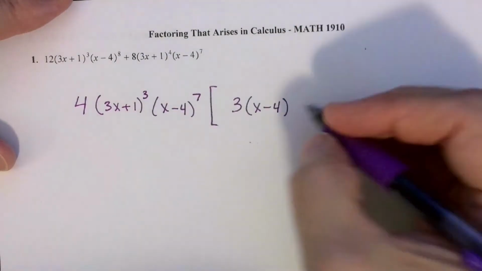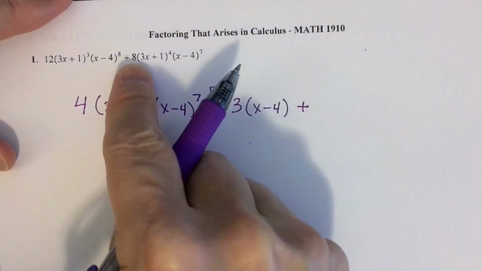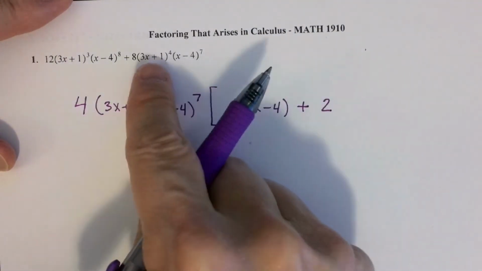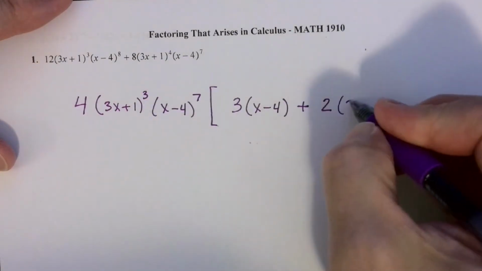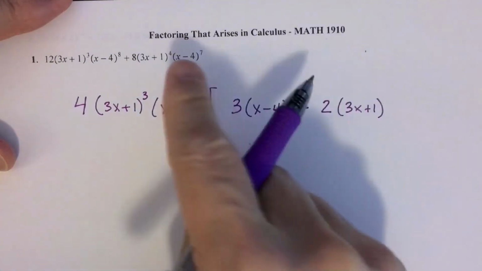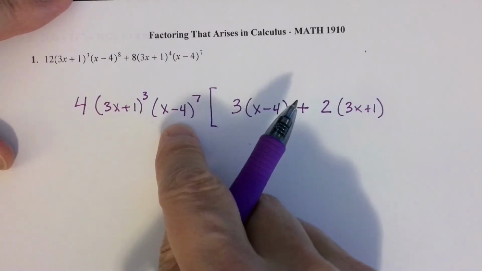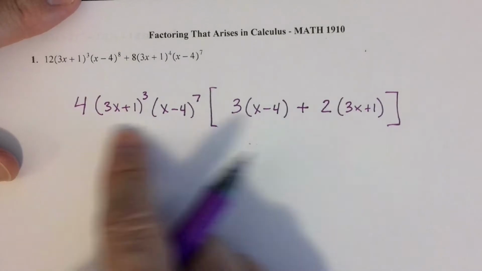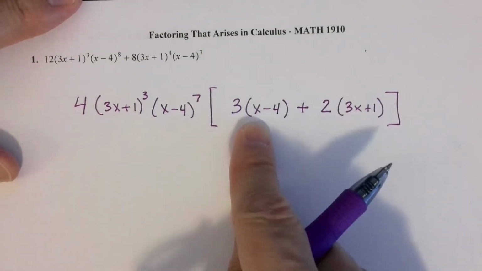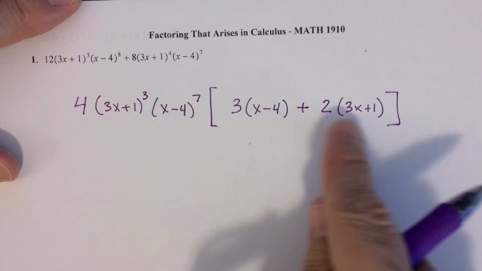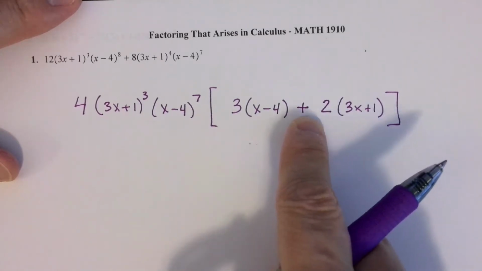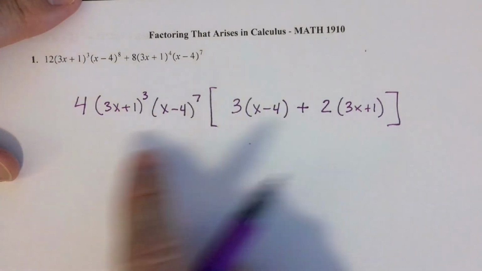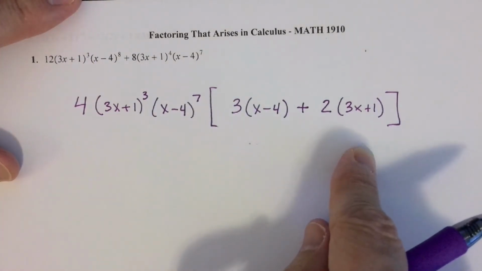So in the second term now, I factored out a 4 from 8. That leaves 2. And then the 3x plus 1 cubed from the 3x plus 1 to the 4th leaves me 3x plus 1. And the x minus 4 to the 7th was factored out. Right? So this is what's left. And so, again, to check that you've factored correctly, take this and distribute it over these two terms here that are separated by this addition sign. And when you do so, you'll see that you get back to the original expression. So again, this is the same expression now in factored form. Okay, this is factored form.